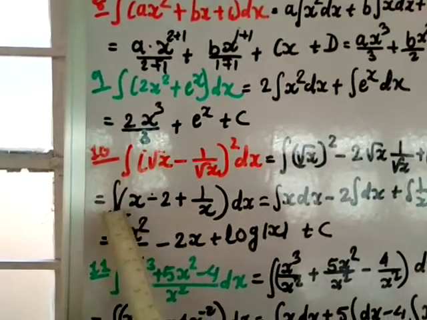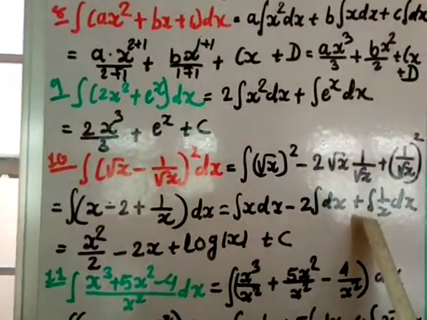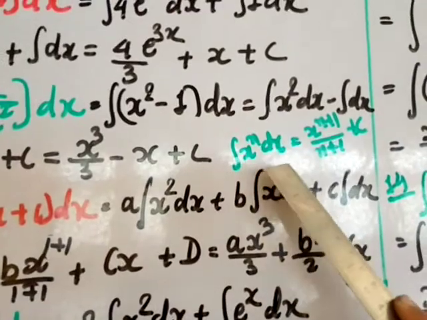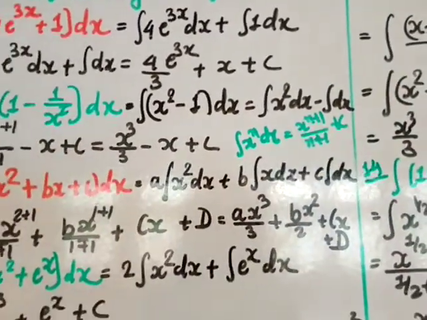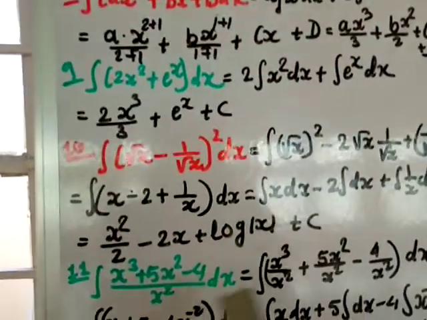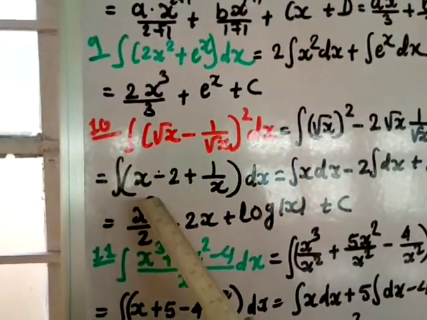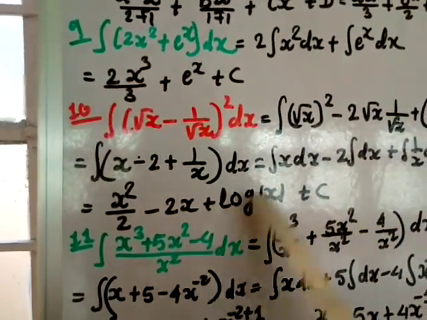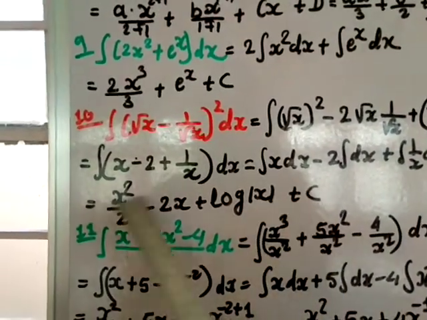Now separate the integral: integral x dx minus 2 integral dx plus integral 1/x dx. Here again I will use the same formula, x^n dx is x^(1+1) divided by 1+1, plus c. Only one c we will put, though there are 3 terms. So x^(1+1), x²/2, minus 2 integral of dx which is x, plus the integral of 1/x which is log modulus of x, plus c. So this is the answer.